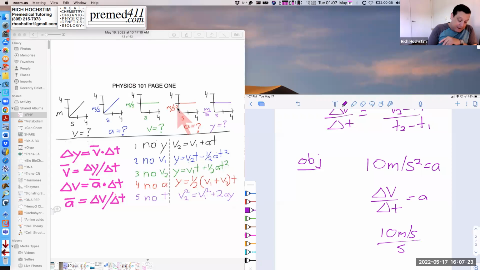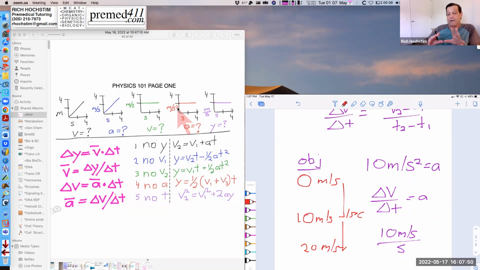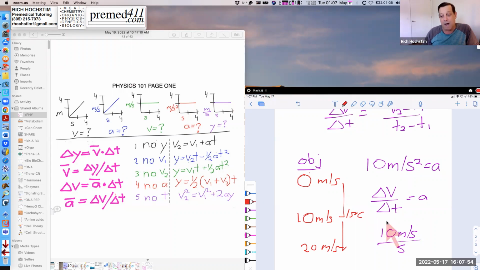So if we drop this object, we could use math to do this, but we don't need to in this case. It's going to start out with a velocity of 0. And then after a 1 second interval, it's now going to be moving downward at 10 meters per second. And then it'll be moving at 20 meters per second, etc. So that's what acceleration is. It's a change in velocity with respect to time.